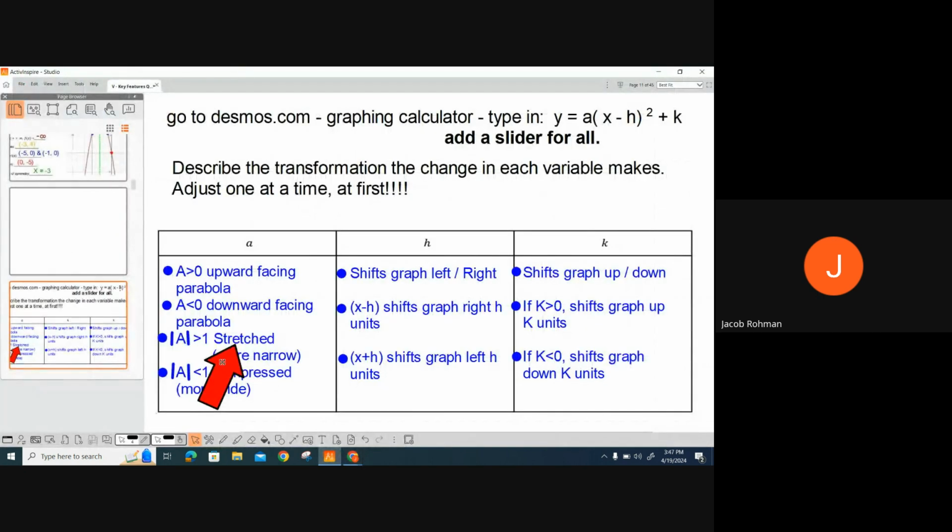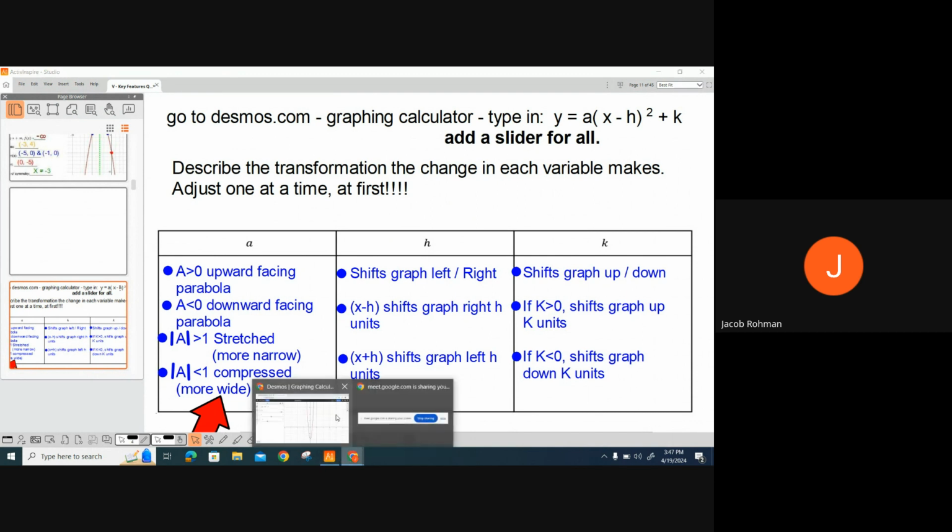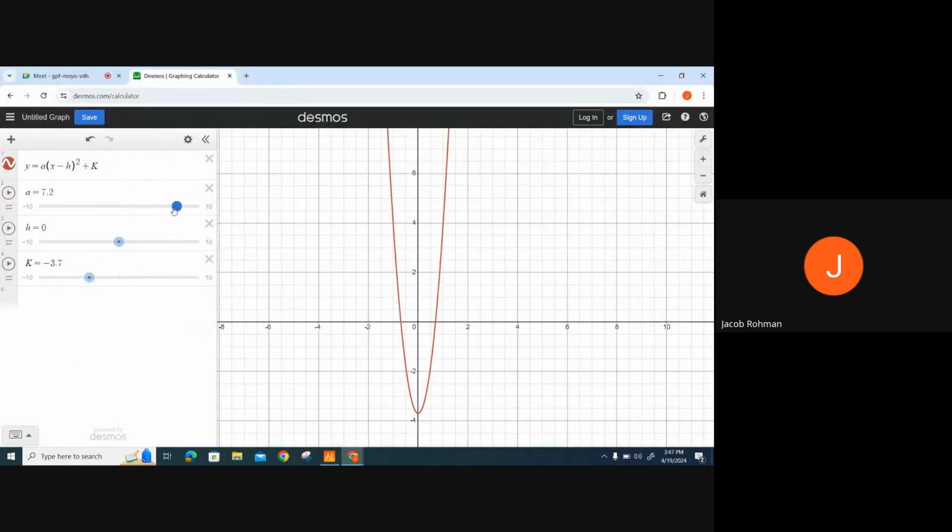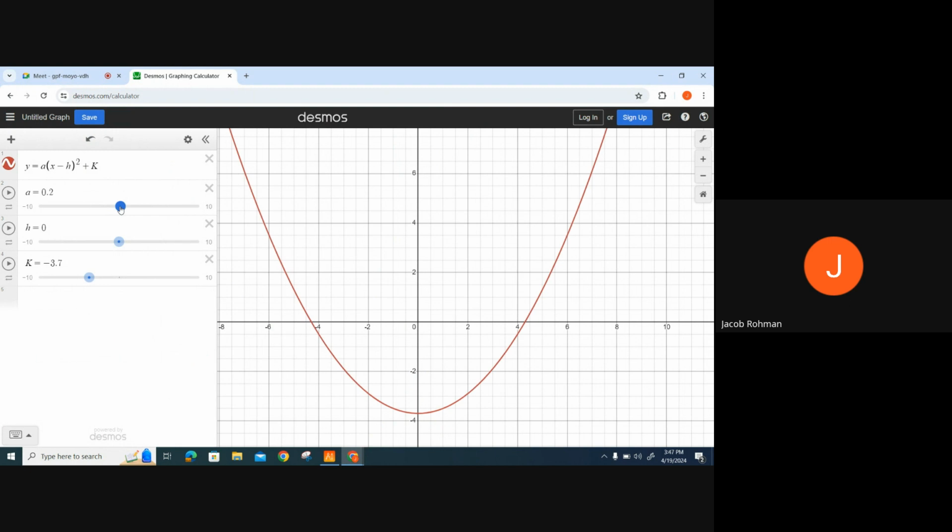And then here, the absolute value of a is less than 1. The graph became more compressed or more wide. So let's look at that again. So here, the absolute value of a, let's put it at 1. So a is 1. When we get less than 1, look at what's happening. The graph is getting more compressed, which means it's getting wider until we get to 0.